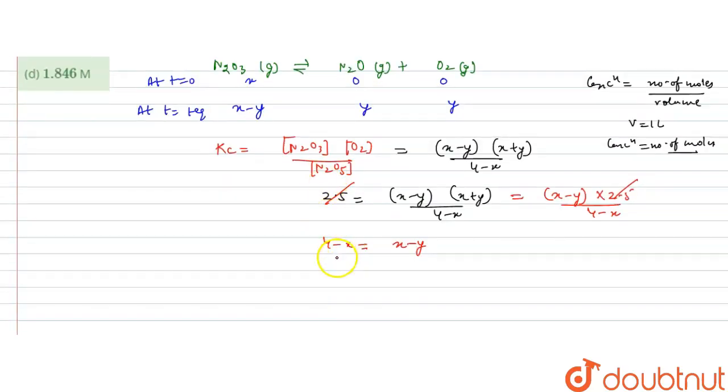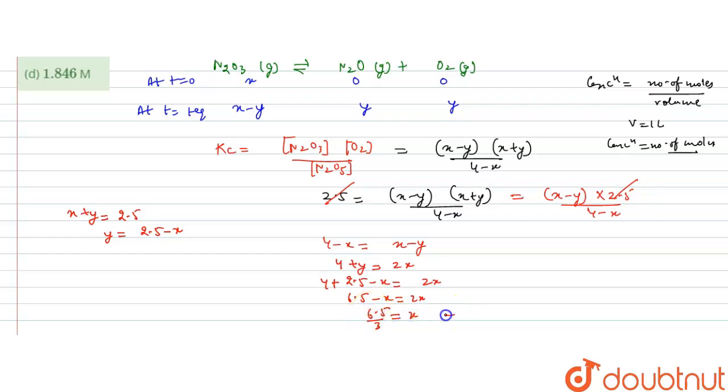Or we can say 4 plus y equals 2x. Now x plus y equals 2.5, so y equals 2.5 minus x. If you put this value of y here, that will be 4 plus 2.5 minus x equals 2x. So it will be 6.5 minus x equals 2x, and this x will go to the right side and become 3x. So 6.5 divided by 3 equals x, and it is equal to 2.166.